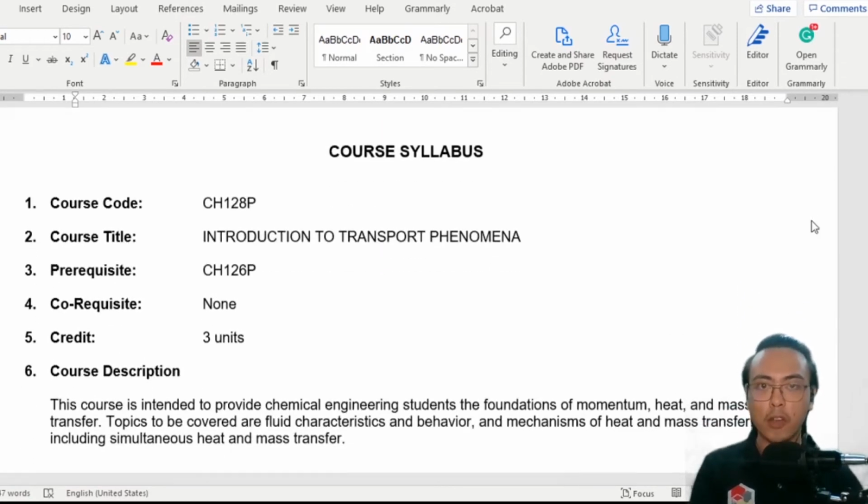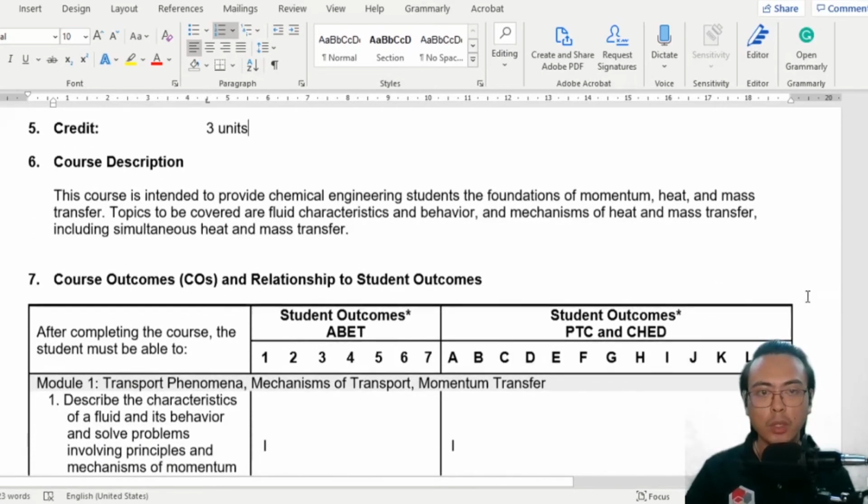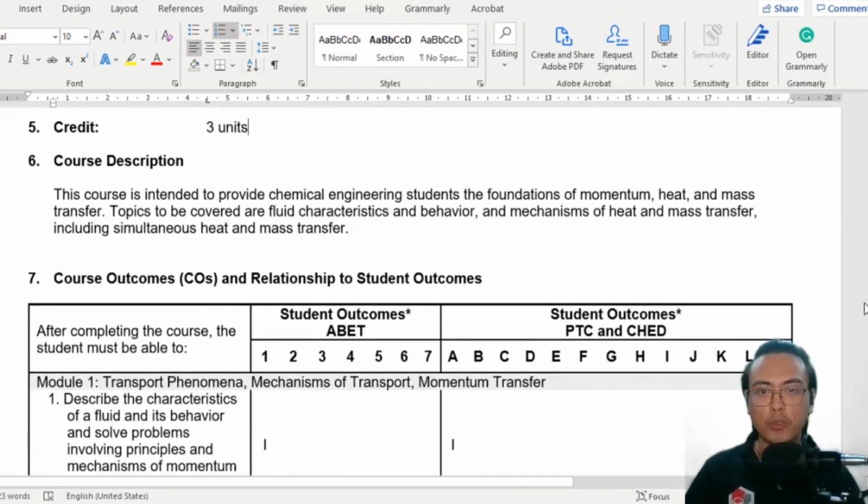So with that, I formally welcome you to CH128P, Introduction to Transport Phenomena. It has a prerequisite CH126P and it has 3 credit units. For the course description, this course is intended to provide chemical engineering students the foundations of momentum, heat, and mass transfer. Topics to be covered are fluid characteristics and behavior, the mechanisms of heat and mass transfer, including simultaneous heat and mass transfer.